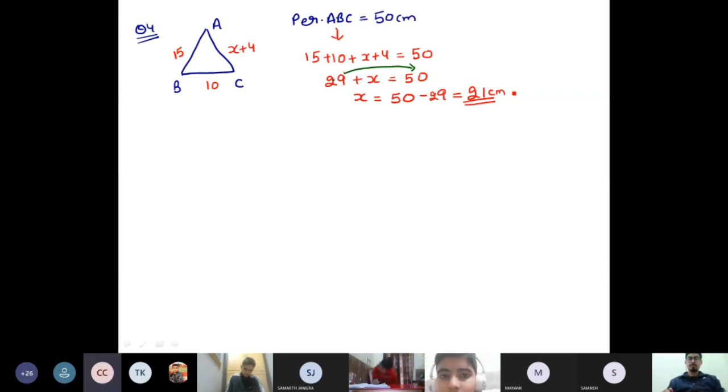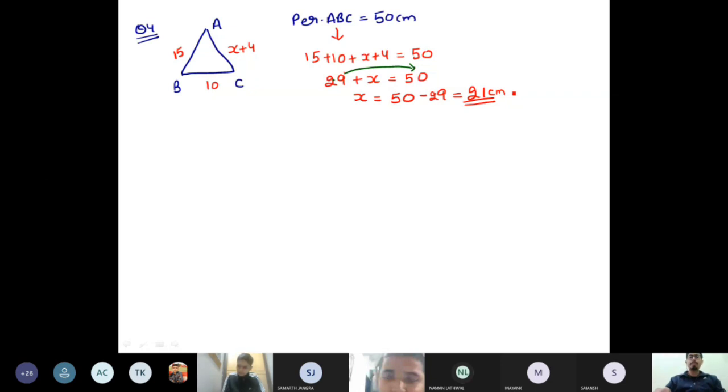Regarding the previous question, question number 2: it is written that the length is 46 and 1 by 2. Can we write 1 by 2 as 0.5? Or can we write 46 and 1 by 2 as 46.5? Yes, you can write it like that also.